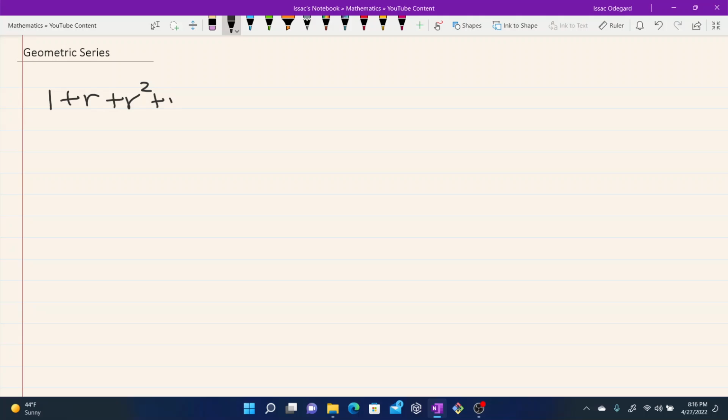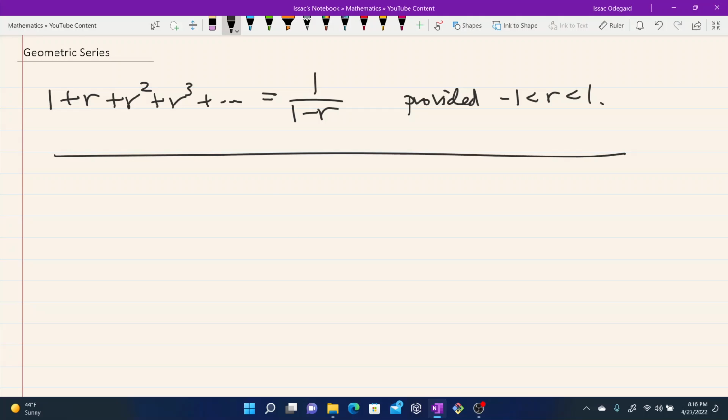They are infinite sums of the following form, where you add up consecutive powers of some real number r. And this is known to converge to 1 over 1 minus r, provided r is strictly between -1 and 1. It diverges otherwise. So let's look at three problems. The first one is going to be an area problem.